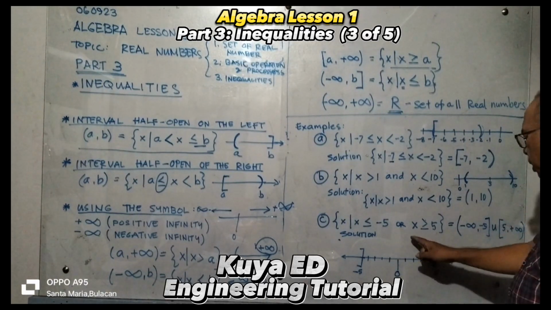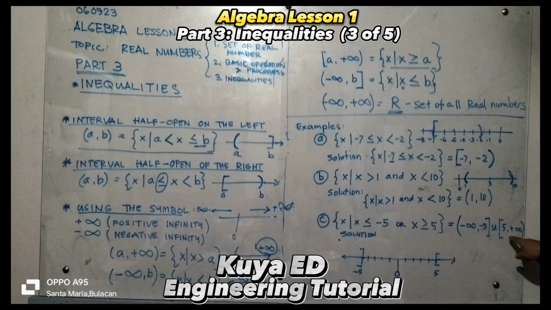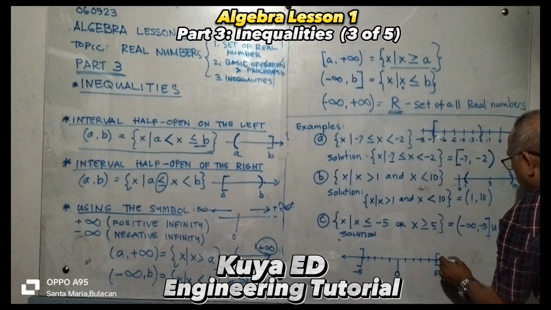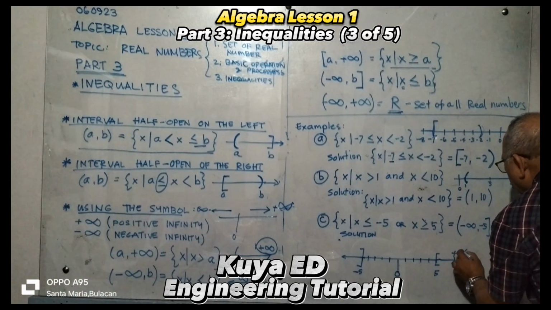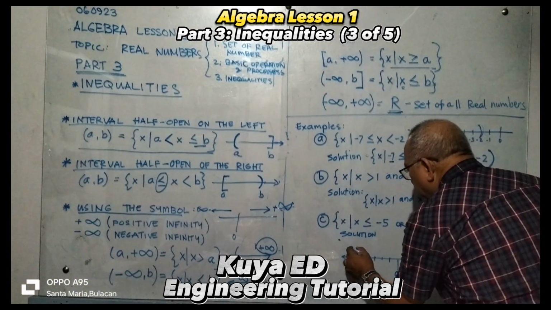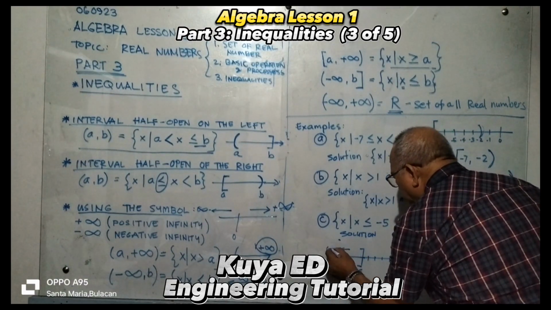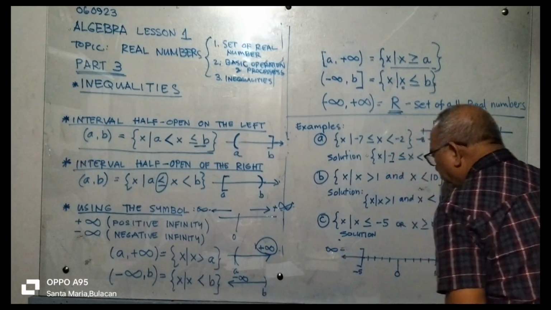Whereas on the other hand, we have the X plus or minus 5. So therefore, we have 5, then plus infinity. So this is infinity going to that direction. That is positive infinity. And this is going to that direction is negative infinity. Okay?